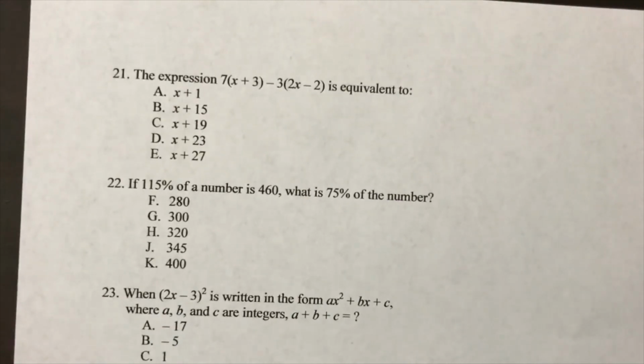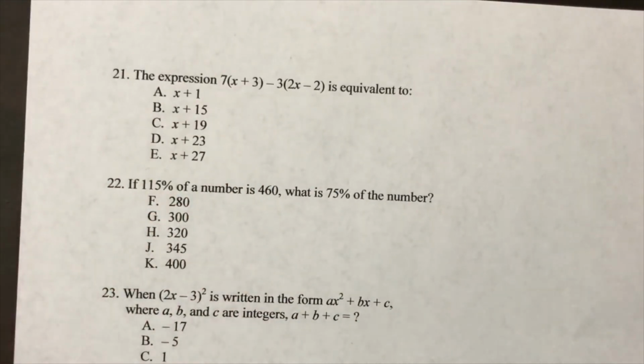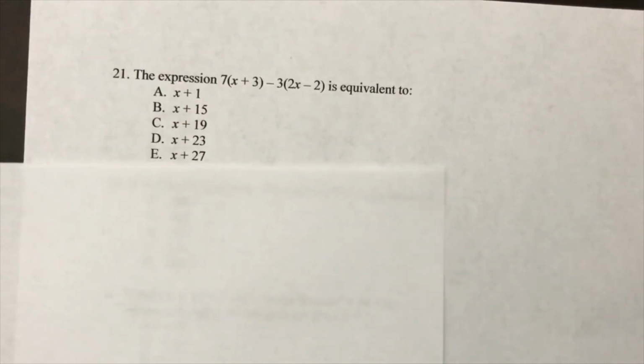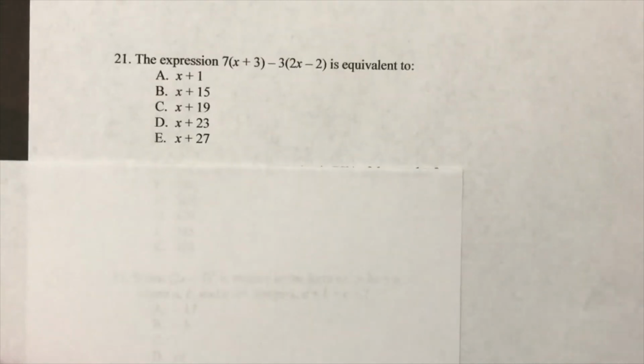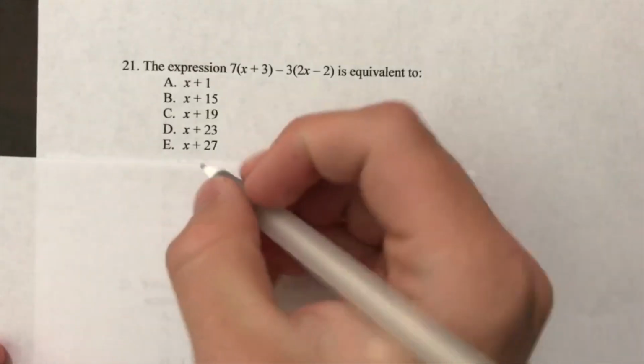And what I would do, if you're watching this video, is to pause after I read a question and then try it yourself, and then I'll explain how to do it. So let's start with this first one. The expression 7 times x plus 3 minus 3 times 2x minus 2 is equivalent to, and you got your answer choices. So pause now if you want to try it yourself. I'm going to go ahead and do it. Let's see.